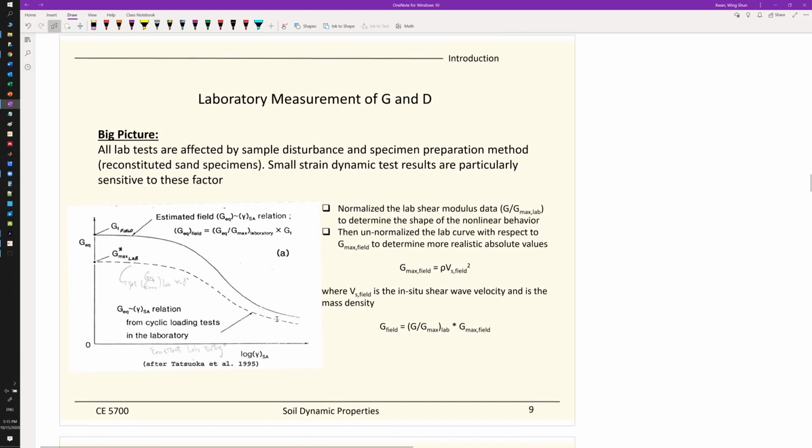Okay, so let's go into a little bit of detail on how to combine the lab and field data. So this is about combining lab and field data.